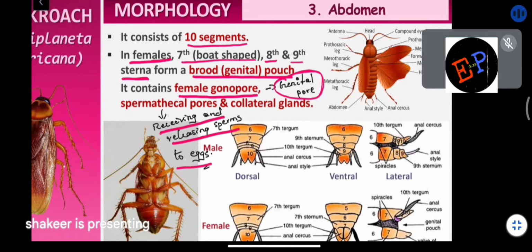So female receives the sperms from male cockroach. So in this female cockroach, we have spermathecal pores. Clear? Which are responsible for capturing the sperms and for releasing the sperms to the eggs of the female cockroach for fertilization. Are you able to understand? And they have some glands also, which are called collaterial glands. Understood? So in female, which segments have these genital pouches? 7th, 8th and 9th segments have the genital pouches.